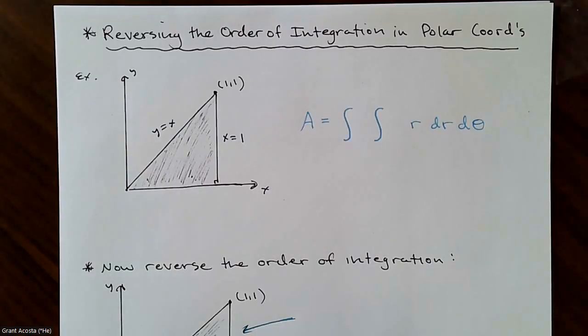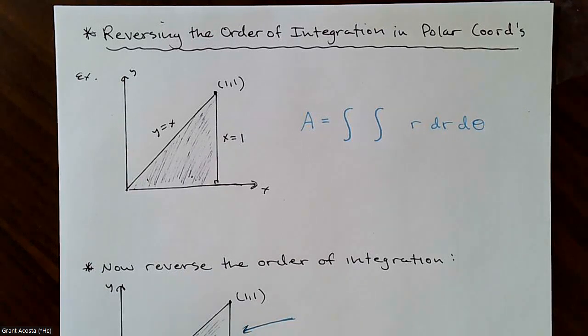Okay, in this video, we're going to talk just quickly about reversing the order of integration when you're using polar coordinates. We did that when we were using Cartesian coordinates. You should be able to write a double integral for area either as a dy dx double integral or a dx dy double integral. That's a skill you should definitely know.